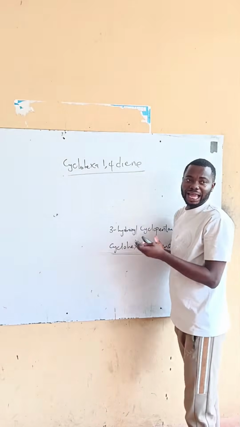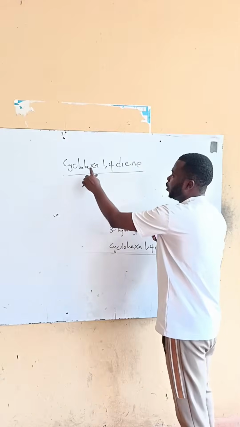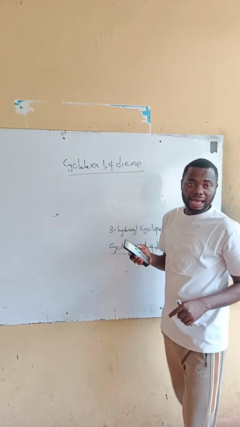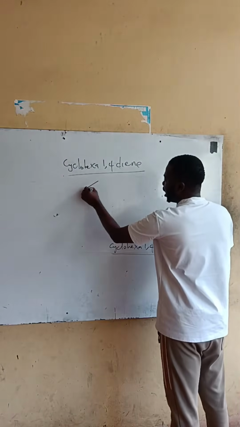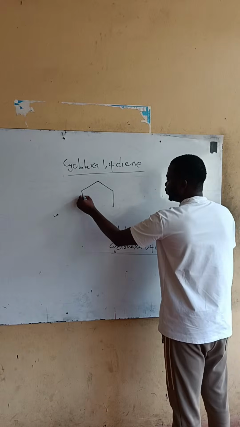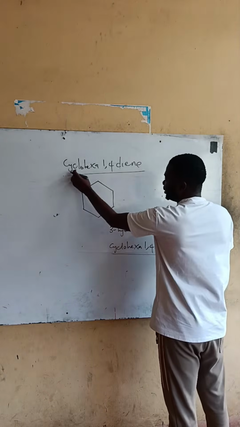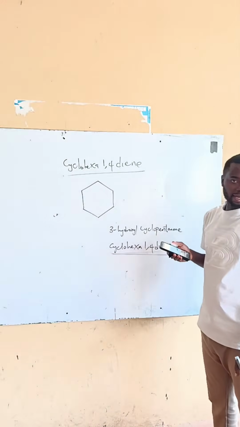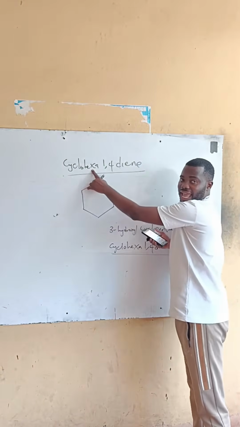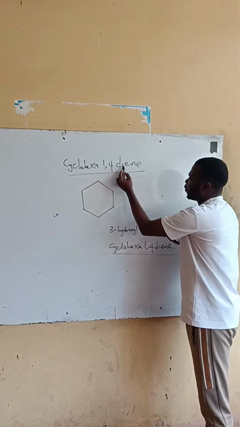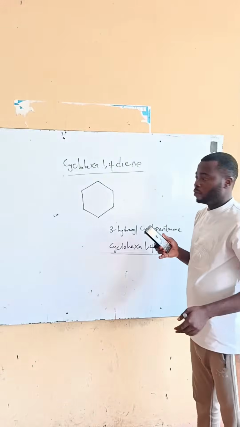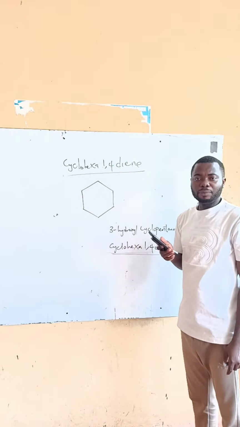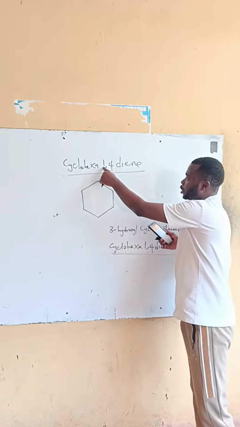Cyclohexa. What does cyclo mean? Cyclo is a ring structure. What's the meaning of hexa? Hexa means how many sides? 6 sides. That means the ring we are drawing has how many sides? 6 sides. So 6 sides will mean 1, 2, 3, 4, 5, 6. This is cyclohexa. Do you all get that? Now they said 1,4-diene. What's the meaning of 1,4-diene? The compound is having how many double bonds? 2 double bonds. One in position number 1, and the other one in position number 4.